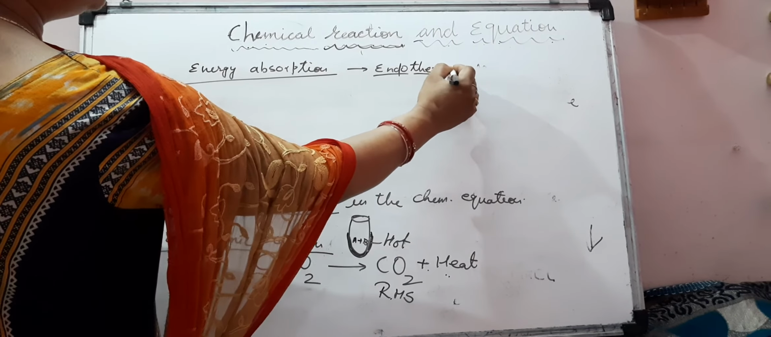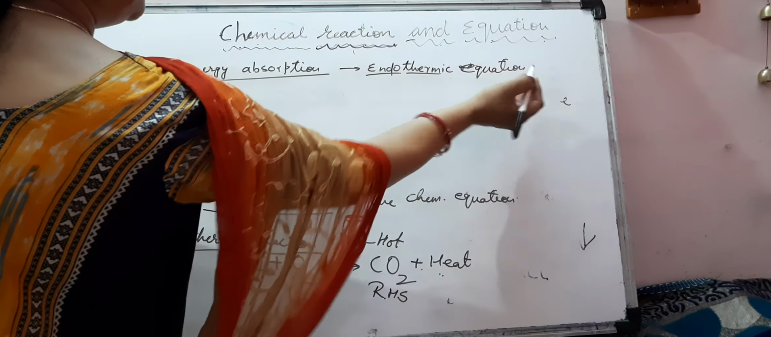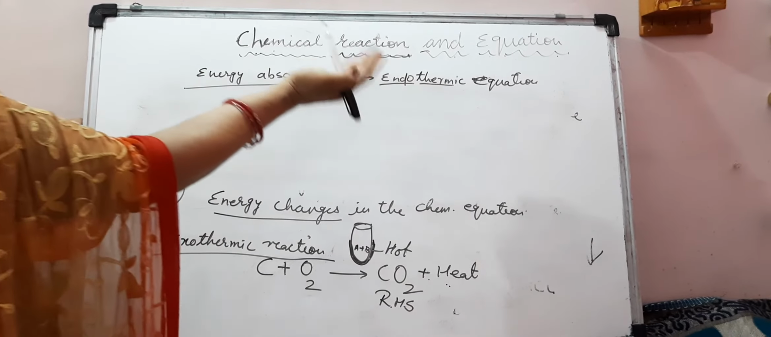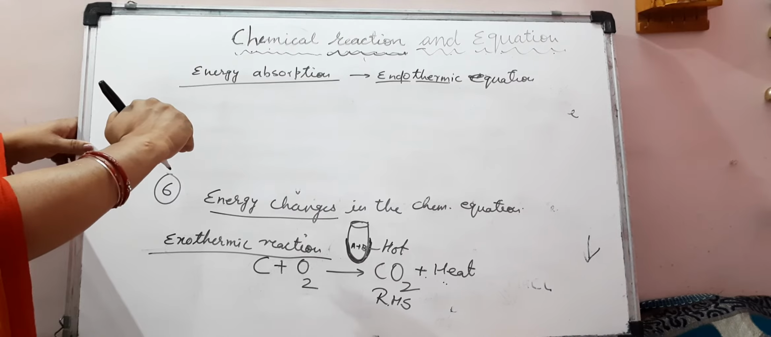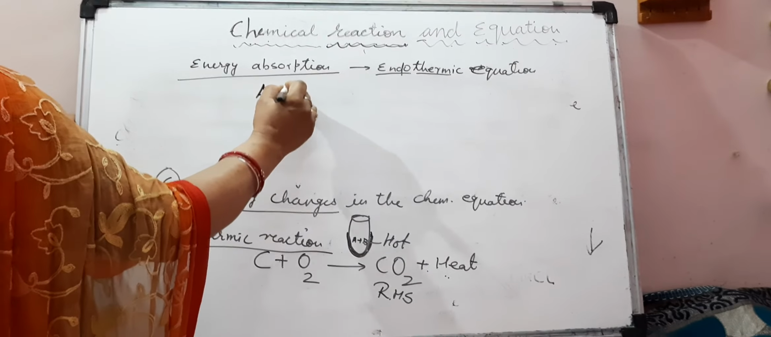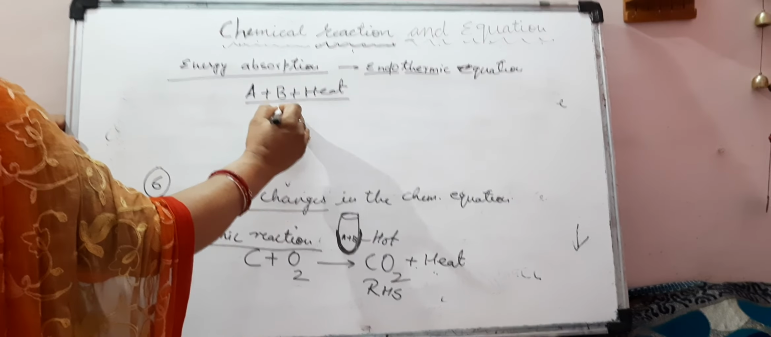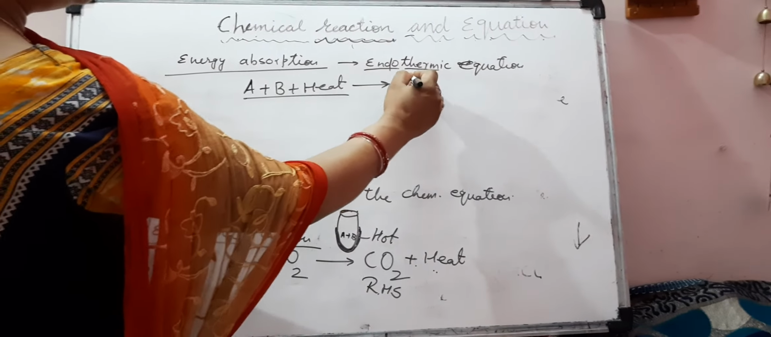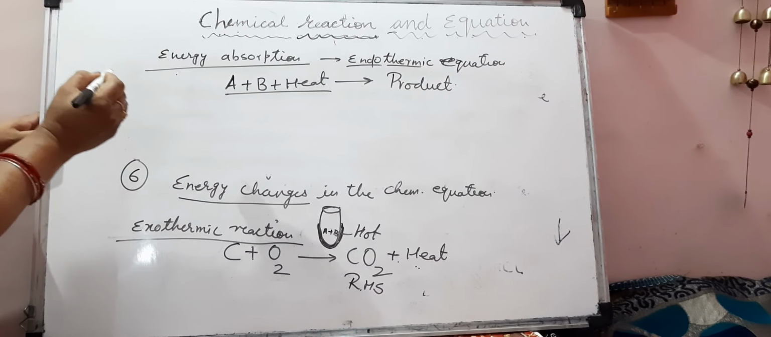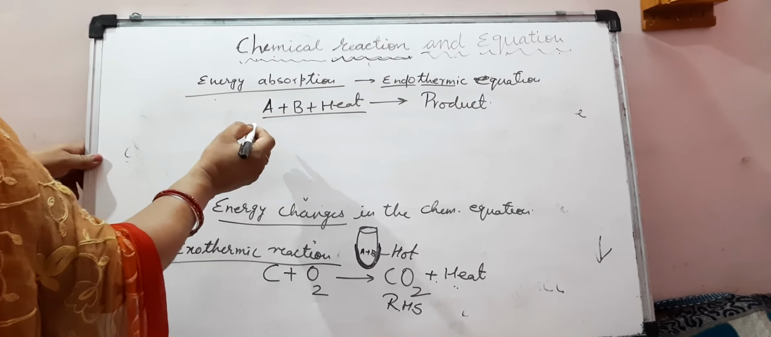Endothermic equation. What do we mean by endothermic reactions? If energy is getting absorbed in the reaction, then we write that heat energy towards the reactant, and then it is giving the product. So it is also a rule that we have to explain the energy changes that are taking place in the chemical equation.